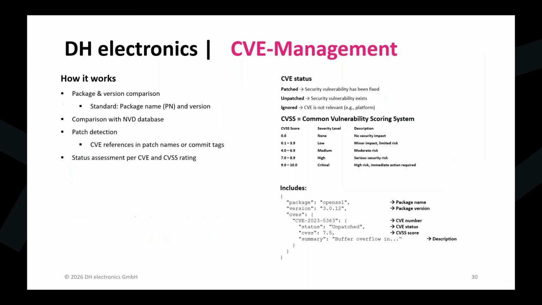On this slide, we will look at how the CVE check works and what information we receive. First of all, the CVE check works with the package name and the version number. This information is used in the comparison with the NVD database. The check also includes patch detection, which verifies that the patch names and commit tags are referenced in the CVE. At the end, we obtain the status of the CVE and the scoring output for each detected vulnerability.